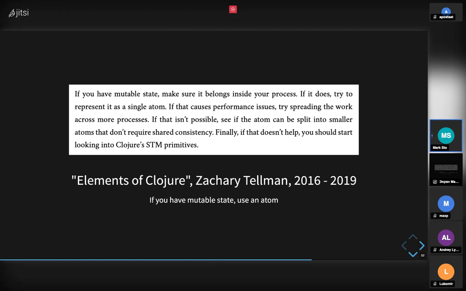Again, if it's architecturally feasible, I would add here. If that isn't possible, see if the atom can be split into smaller atoms that don't require shared consistency. And finally, if that doesn't help, you should start looking into closures as temp primitives. And you know what? That's, in my opinion, a lot of ifs to keep in mind. Moreover, the calculations he presented there raise my doubts since they concern only one specific module case.